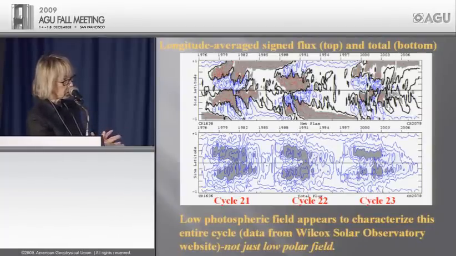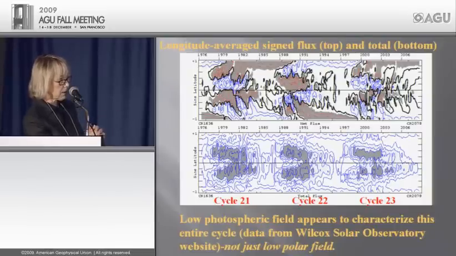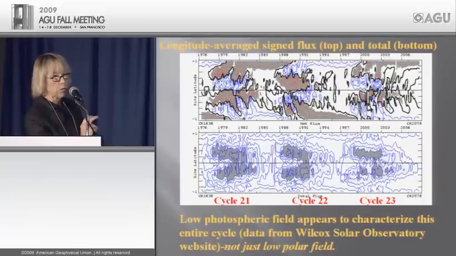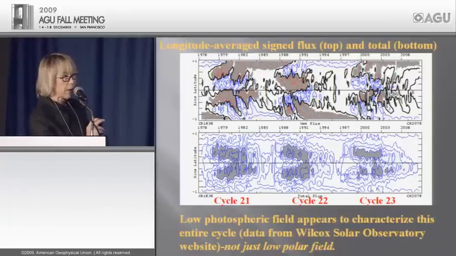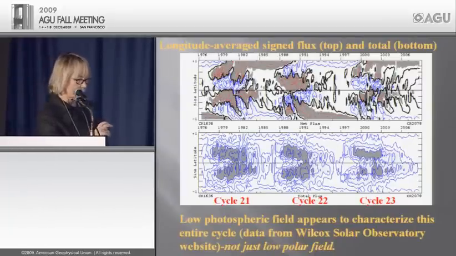Shown here are some Wilcox Solar Observatory data. On the top plot, the signed flux in a longitude averaged way for the previous three cycles, and on the bottom, the unsigned flux. And what you see is that the butterfly on the lower far right has far fewer contours of field than the other two. And so we don't only have to worry about mapping out weak polar fields here. We have to worry about those occasions where we're mapping fields out from the lower latitudes as well.